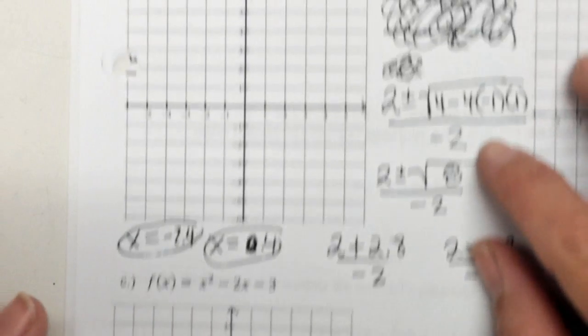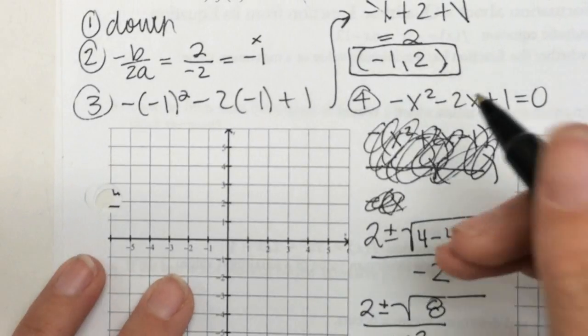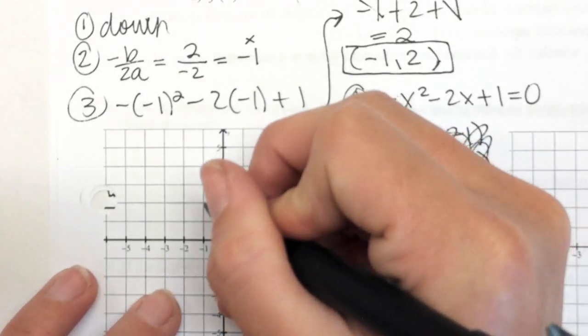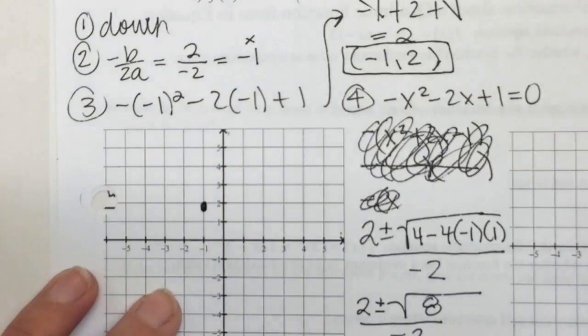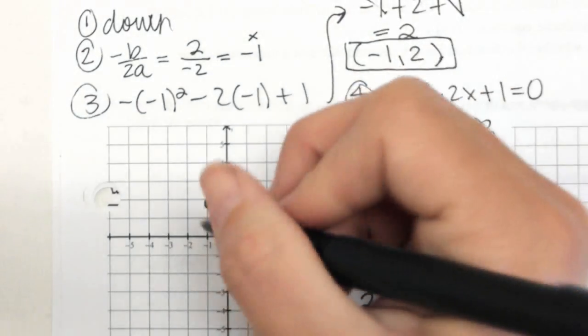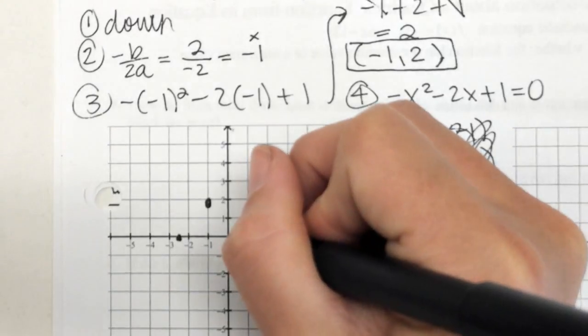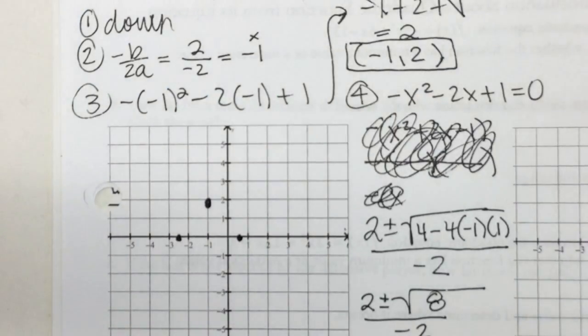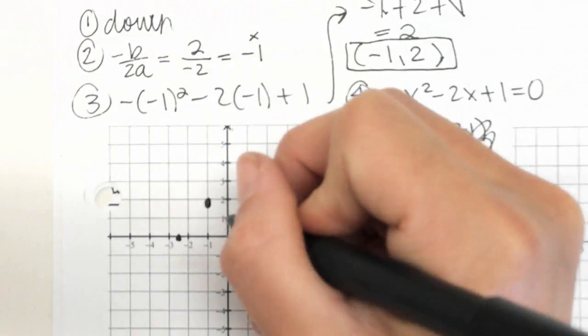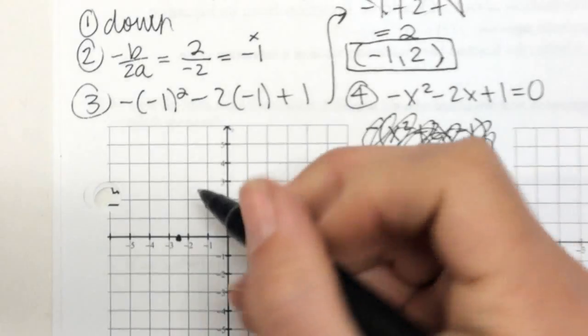So now let's graph everything we just found. First let's start with the center, negative 1, 2. The next ones we can do are the x-intercepts. One would be at negative 2.4, one would be at 0.4. And the y-intercept is at 1. Looks good.